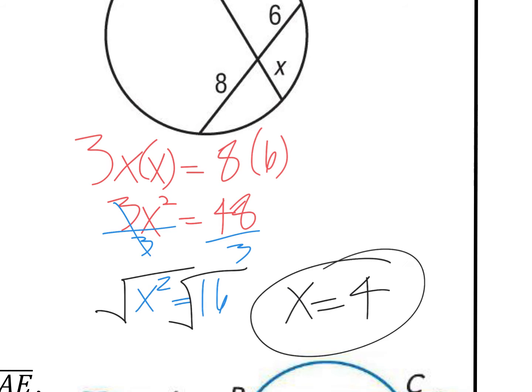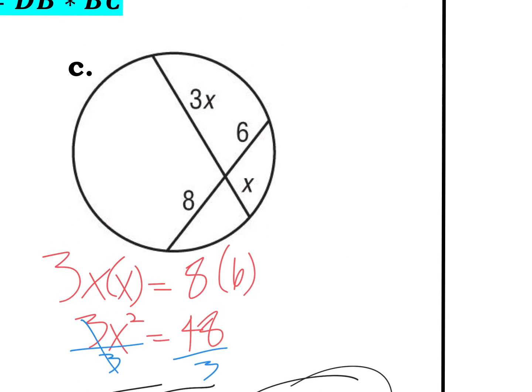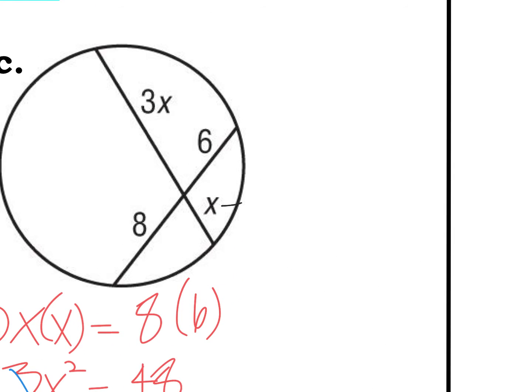So x equals 4. And so if I ever ask you to plug it back in, you'd say, hey, well, this is 4, and this is 3 times 4. And 3 times 4 is, of course, 12.